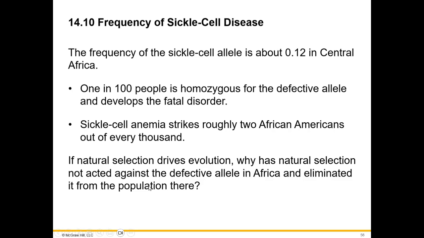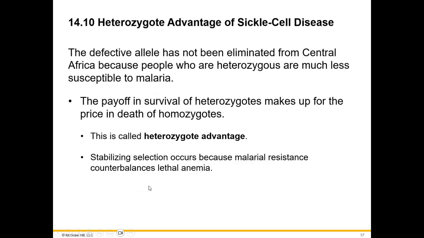If natural selection drives evolution, the question is, why has natural selection not acted against that defective allele in Africa and just eliminated it from the population there? Why does it even still exist? Why is it still expressed? The answer is heterozygote advantage.